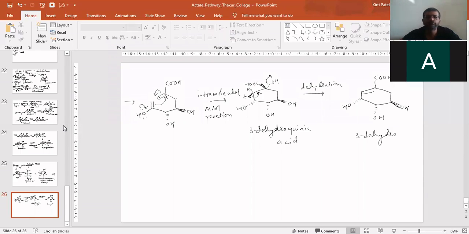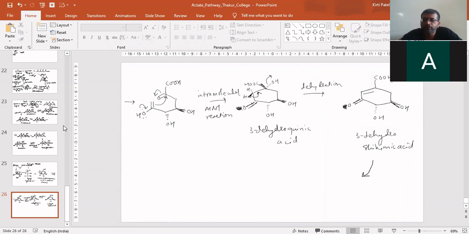Oh, sorry, one minute. There was a small mistake here. When the electrons are relayed here, this will not be a hydroxyl group. This will be a keto group. It will not be a hydroxyl, but a keto group. That is why it is called dehydro. So here a keto group will be generated. This is called 3-dehydroshikimic acid.